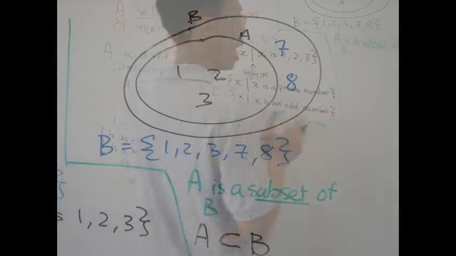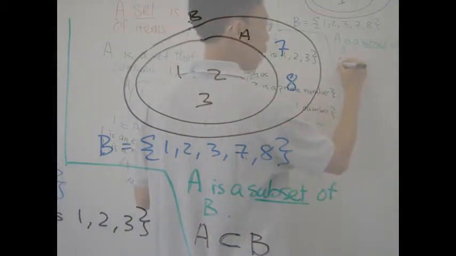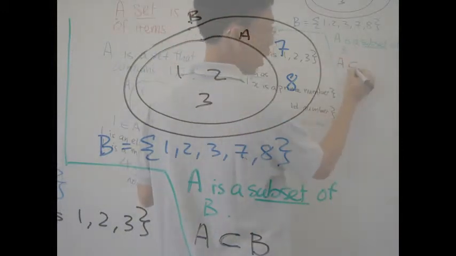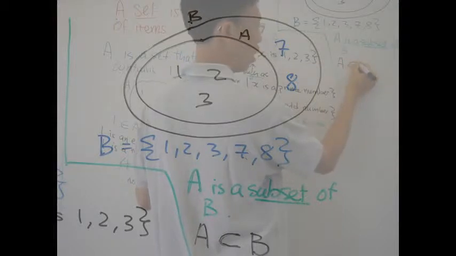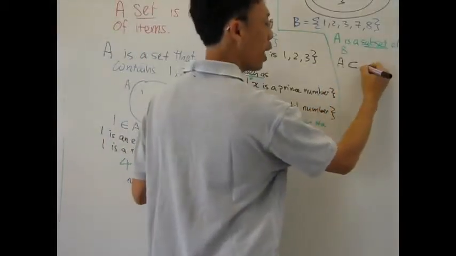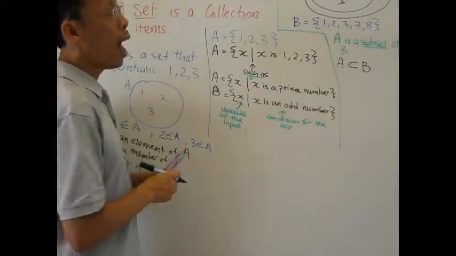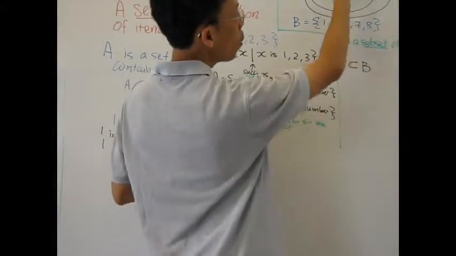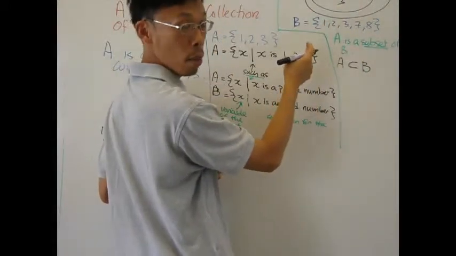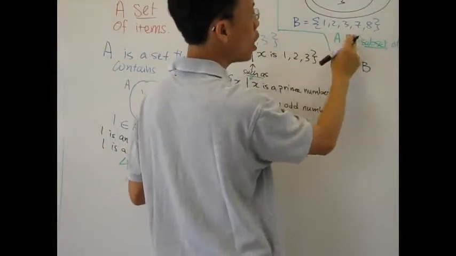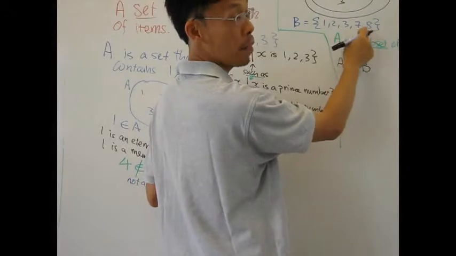And we write this as A is a subset of B, like a simple C but longer. A is a subset of B. And in this particular case, B is larger than A, because B also consists of 7, 8.